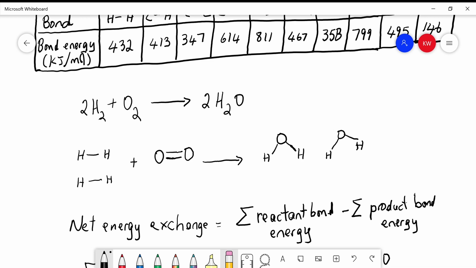So in order to find the net energy exchange, if we want to see how much energy is involved in this process, we're going to use a calculation called the net energy exchange. The net energy exchange is equal to the summation of the reactant bond energy minus the summation of the product bond energy. So we're looking at reactant, then we're going to look at product.